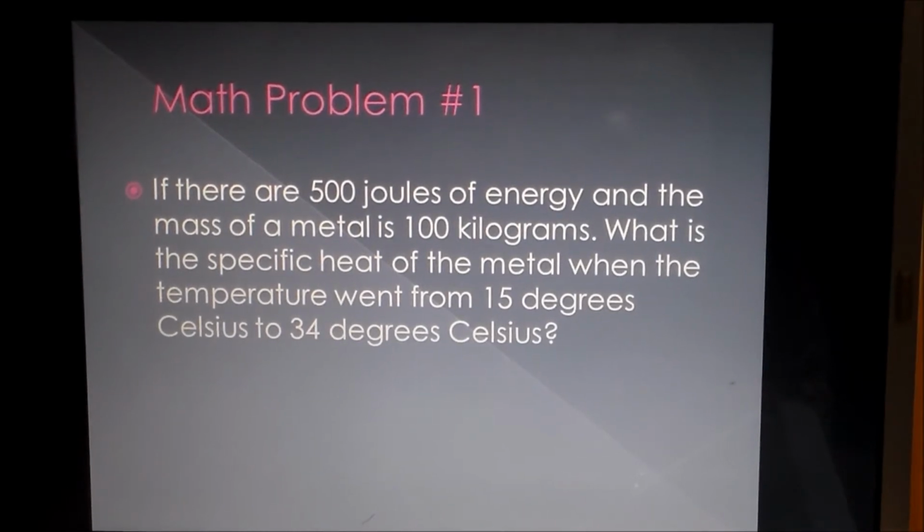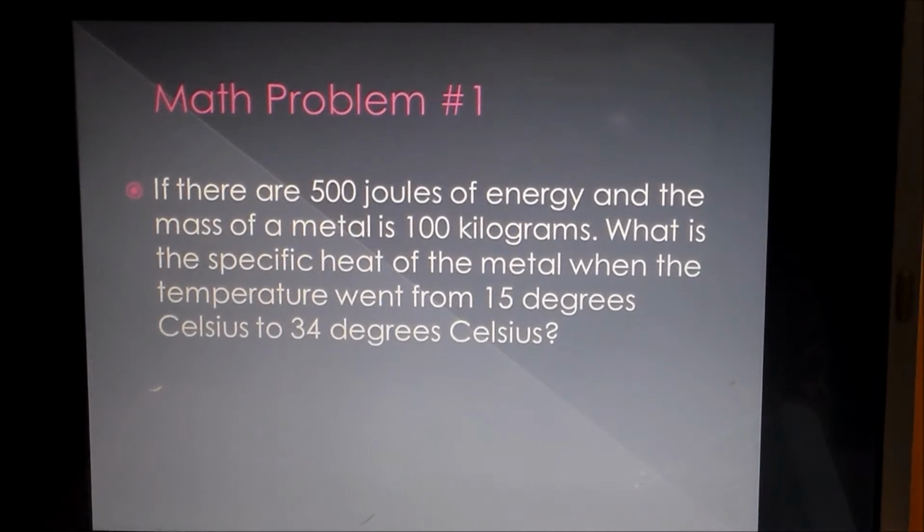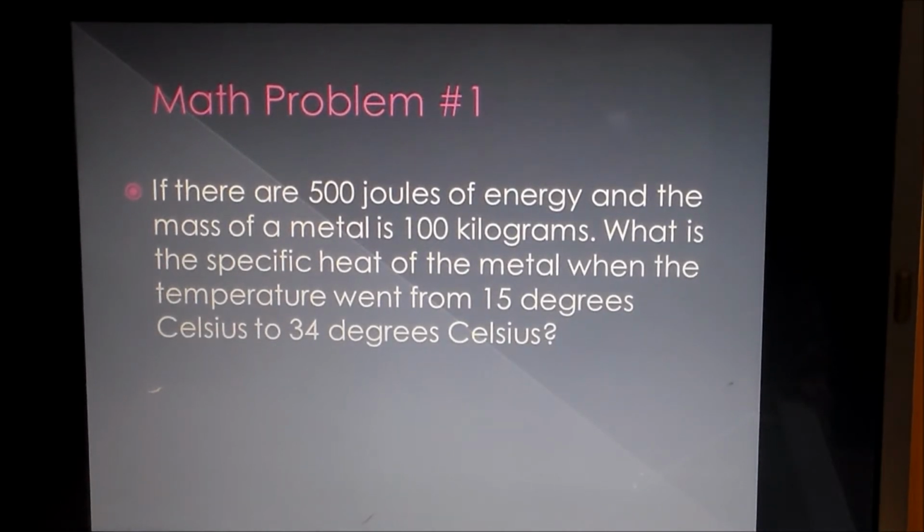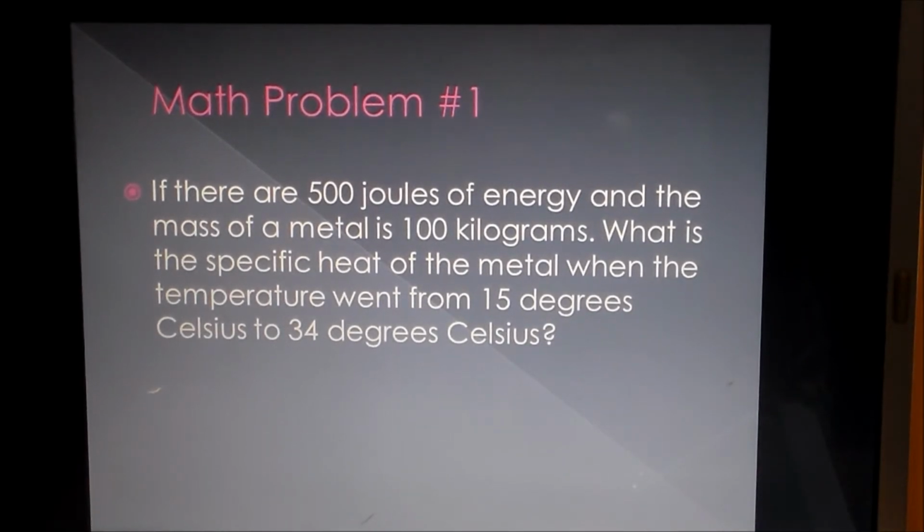Alright, if you guys don't remember me, I'm Travis Tran, and we're going to go over some math problems. Here's problem number 1. If there are 500 joules of energy and the mass of a metal is 100 kilograms, what is the specific heat of the metal when the temperature went from 15 degrees Celsius to 34 degrees Celsius?